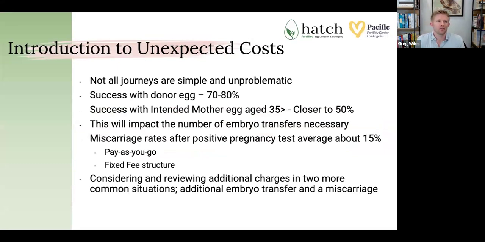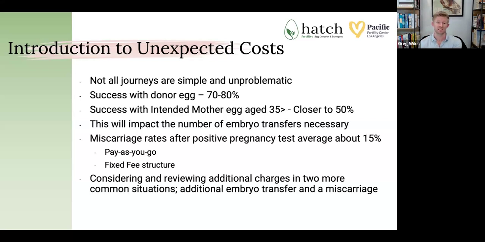And the success rate of a first transfer is about 70 to 88%. And so that's with donor eggs, though. And a lot of you are not working with donor eggs. You're working with your own biological eggs. And those rates tend to go down the older you get, down into like the 50% range. And so just keep that in mind anytime you're looking at success rates across agencies. You will likely need more embryo transfers if you're older and you have embryos created when you were over the age of 35. And then that's just like pregnancy rates, right?